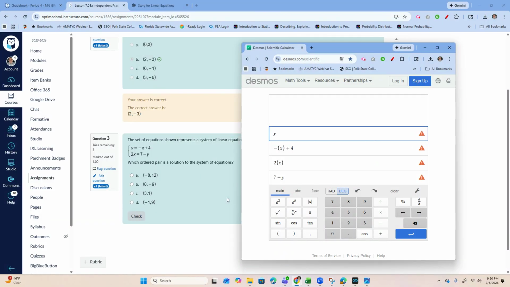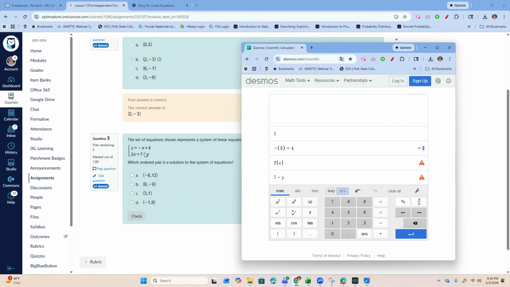So let me put back the letters. I'm going to test in my first equation, wherever I see the y, I'm going to put 1. And wherever I see the x, I'm going to put 3. And you can see, look, I got the same answer in the first line and second line. So it's working in my first equation.